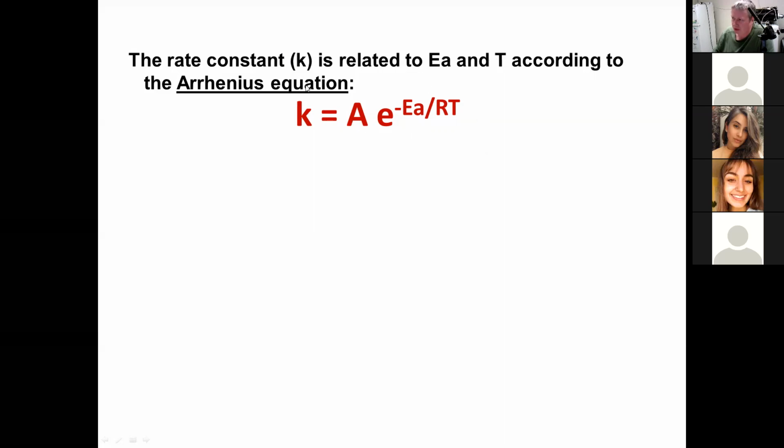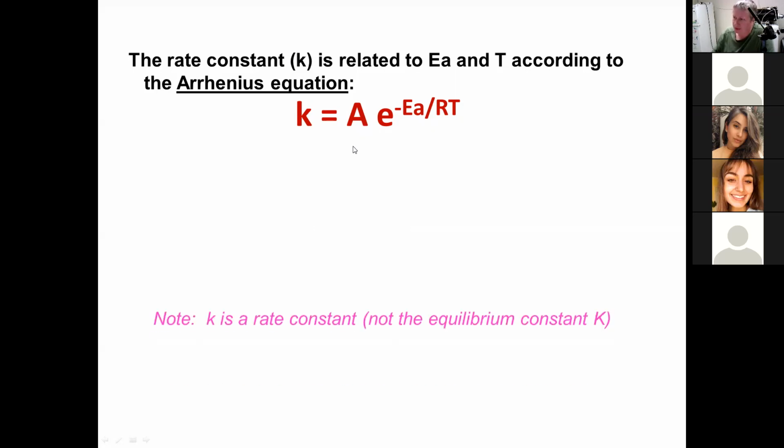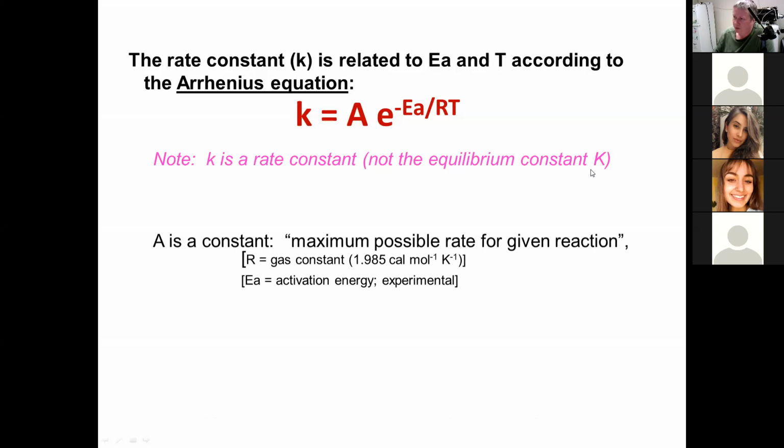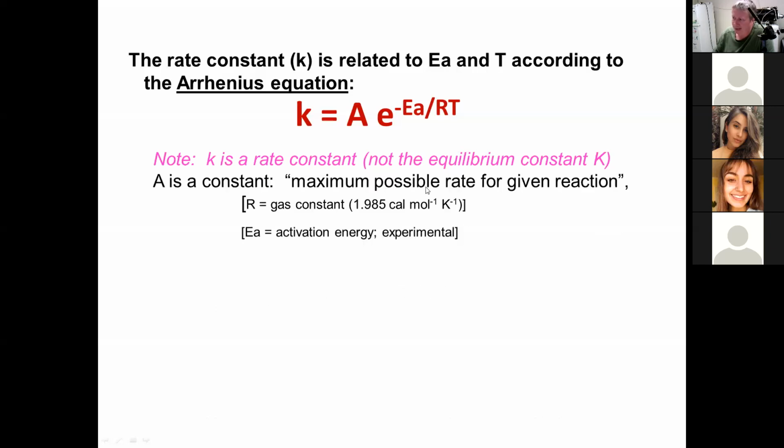A is the maximal rate of the reaction, the fastest the reaction can possibly go, okay? And so K is a rate constant. It's not the same as the equilibrium constant. These are totally different. This is a rate constant, this is the equilibrium constant, right? A is a constant, the maximum possible rate for a given reaction. R is a gas constant, it's just a constant. EA is activation energy, which is an experimental quantity.